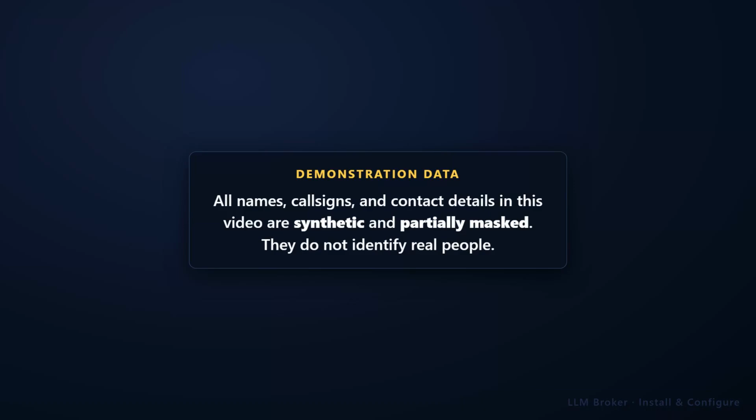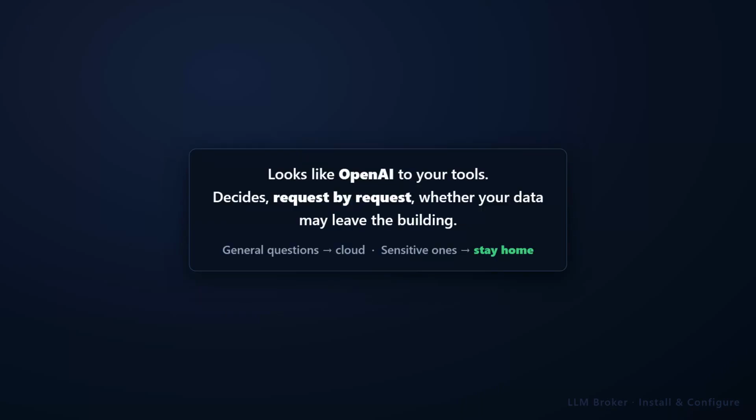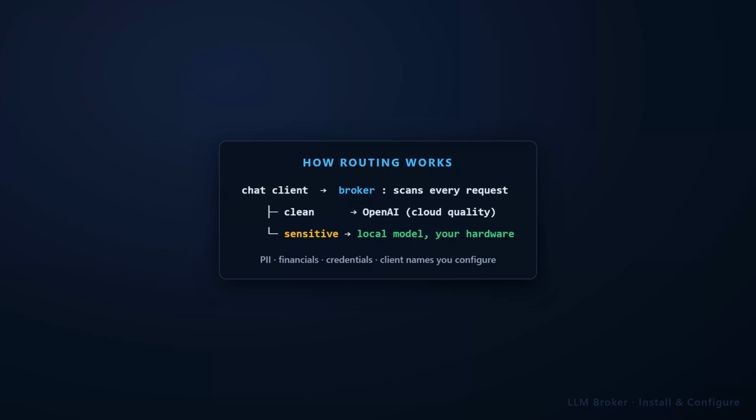Welcome. This is the install and configuration guide for LLM Broker, a privacy routing proxy for business AI. To your chat tools, it looks like a standard OpenAI-style API, but it decides, request by request, whether your data may leave the building. General questions go to the cloud. Sensitive ones stay home. Here is the whole idea on one screen.